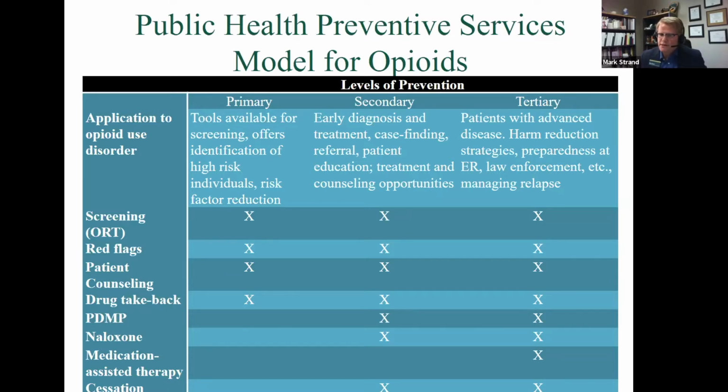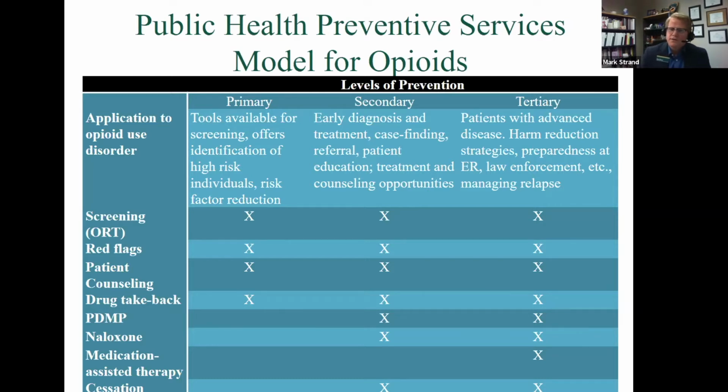So if you start at the bottom of the line, cessation or treatment, medication-assisted therapy, allowing them to continue to remain on a low dose of the opioid to manage their substance use disorder. The use of naloxone, which is to reverse overdoses to prevent death. The prescription drug monitoring program. So these are designed for individuals who already are at an advanced stage.